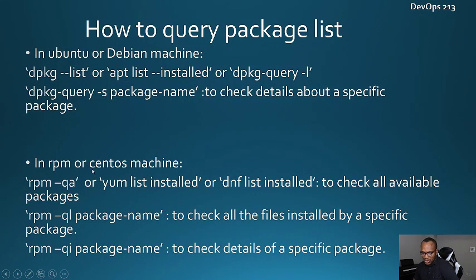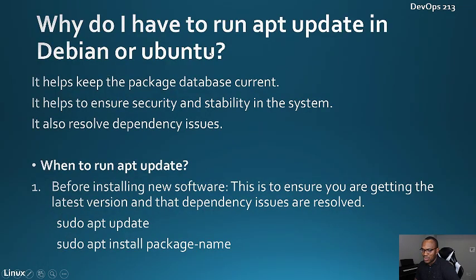So if you want to query an RPM or CentOS machine, you can use rpm -qa, and it will give you the package list, and you can pipe it with grep with the name of the package you want to know if you have, and you will get the package name, and you can remove it after. So let's move on. So why do I have to run apt update in Debian or Ubuntu?